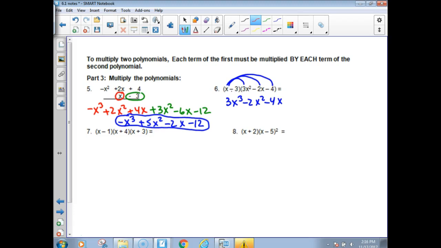Then I got to multiply through by negative 3. So I'm just showing that in a different color. That would be negative 9x squared plus 6x plus 12. I look for any like terms. There are no other x cubes, so I bring down 3x cubed. I have a negative 2x squared minus 9x squared, which would be a minus 11x squared. I have a negative 4x plus 6x, that'd be positive 2x, and then a plus 12.